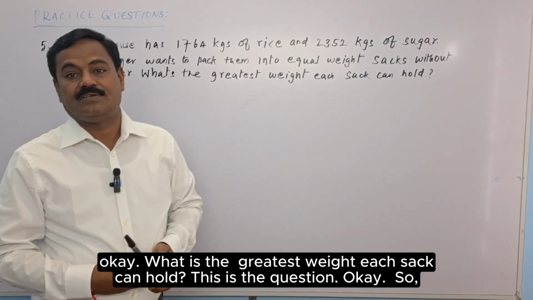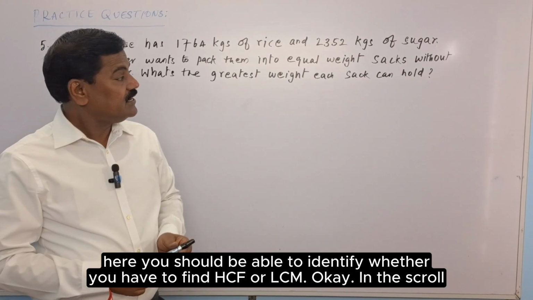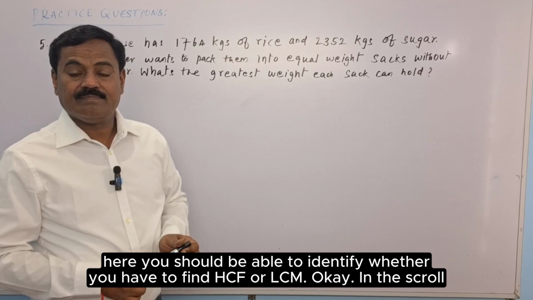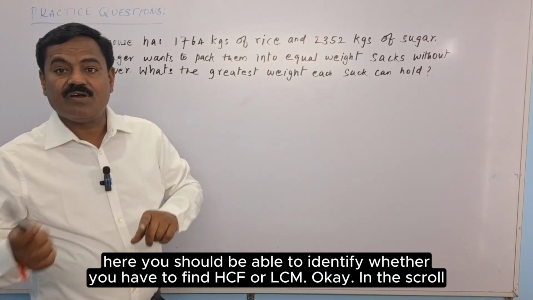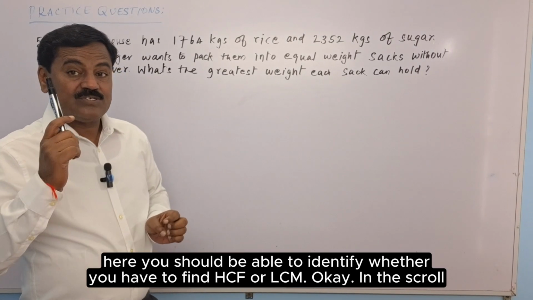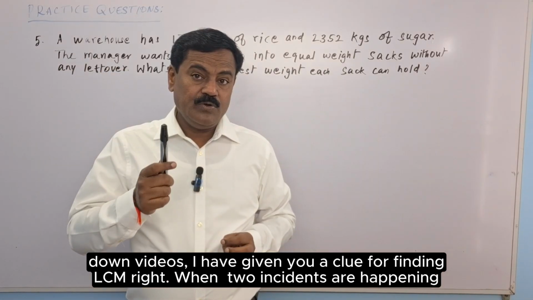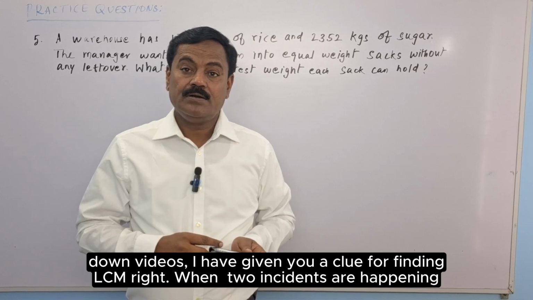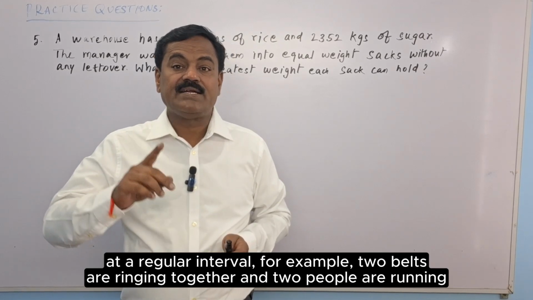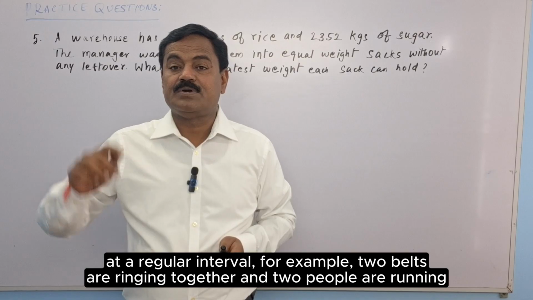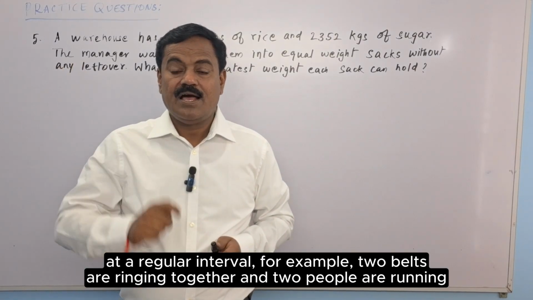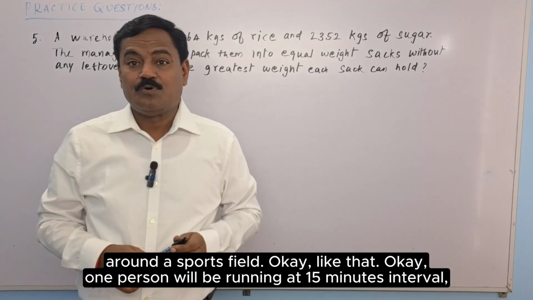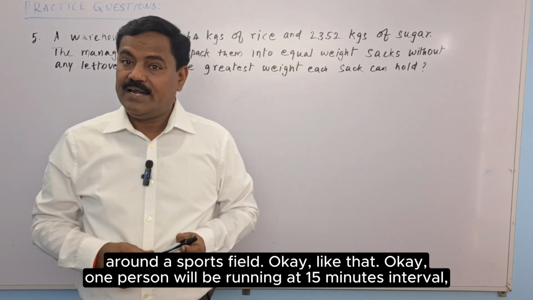This is the question. Okay, so here you should be able to identify whether you have to find HCF or LCM. Okay, in the scroll down videos I have given you a clue for finding LCM, right? When two incidents are happening at a regular interval, for example, two bells are ringing together and two people are running around a sports field, okay, like that.